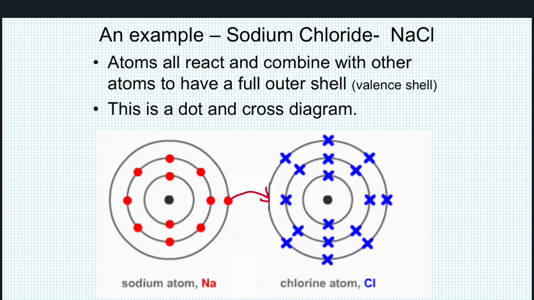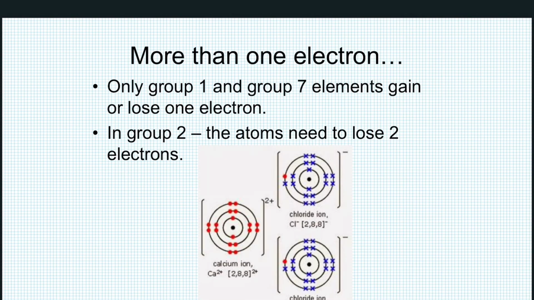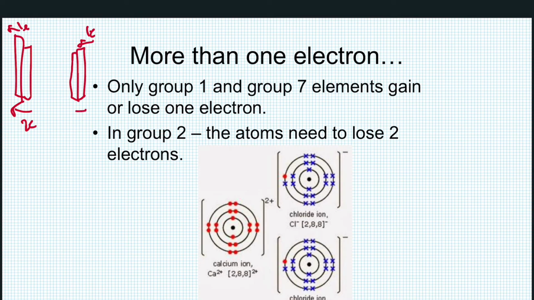They are the same electrons, or the same type of electrons. There's no difference between the red dots and the blue crosses. They're just from different atoms. If you've got an element from group 1 of the periodic table, it will lose 1 electron. If you've got something from group 2, it will lose 2 electrons. Similarly, if you've got something from group 7, it will gain 1 electron. If you've got something from group 6, it will gain 2 electrons.